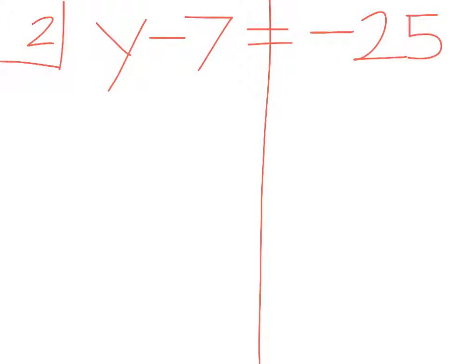All right, example 2 at the bottom of page 137. It says y minus 7 equals negative 25. This is really similar to the last one also. Again, we draw our equal sign line. That's important. That's our teeter-totter.